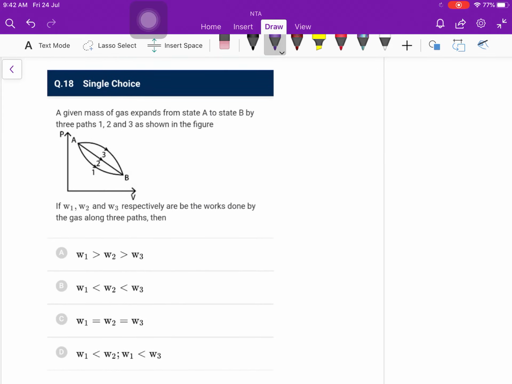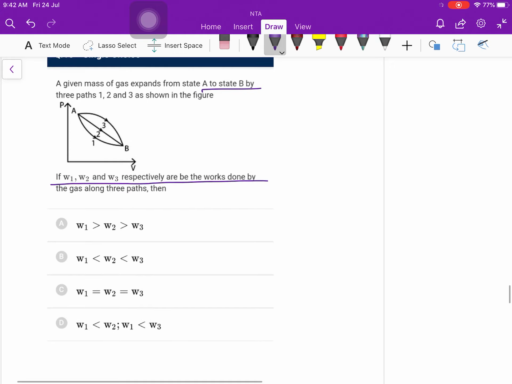A given mass of a gas expands from state A to state B. If W1, W2, W3 respectively are the work done, then the maximum area will be the maximum work done. So 3 has the maximum area, so 3 has the maximum work done, 3 then 2 then 1.